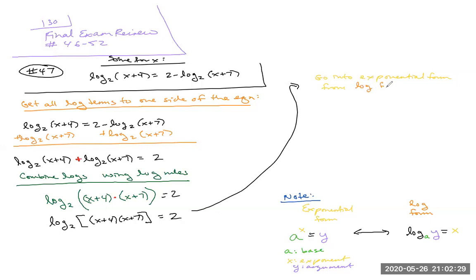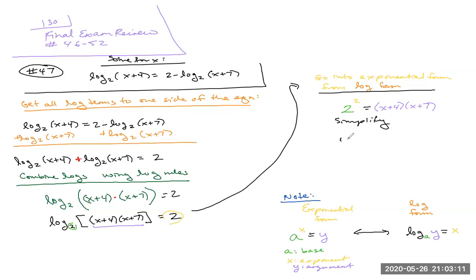From log form. Okay, so what we're going to do, realize that here your base is 2. You're taking that to the power of 2, and then setting that equal to the argument inside of the log here. Simplify.